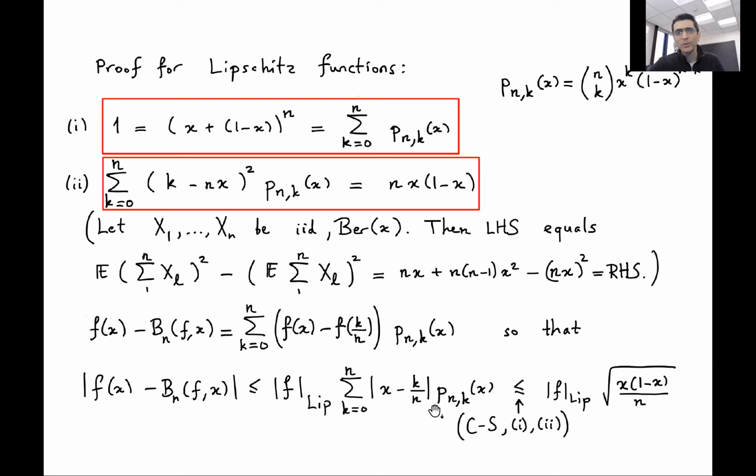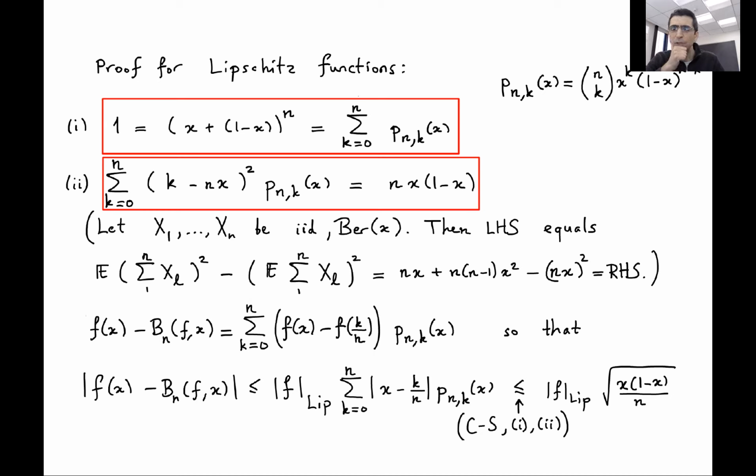At that point, we can use Cauchy-Schwarz to pass to the second moment and use the fact that we're using both of these formulas. At that point, it's just a matter of evaluating these expressions to find that we can approximate up to accuracy 1 over root n. So there's a factor x times 1 minus x here, which tells us that the approximation actually gets better as we get to the endpoints.